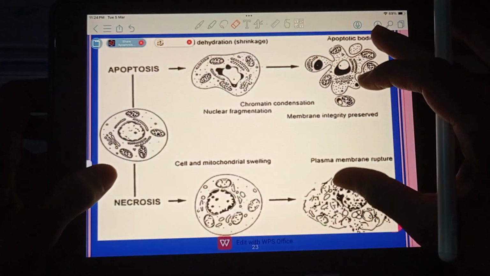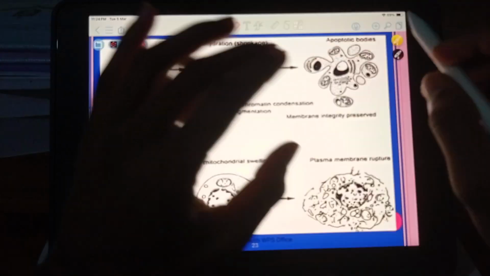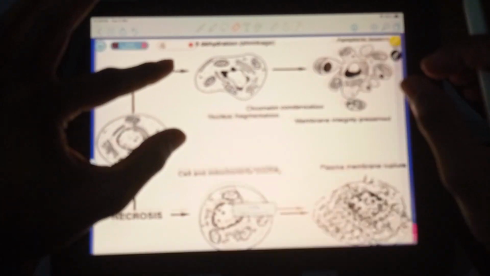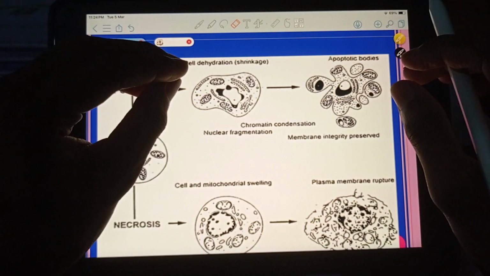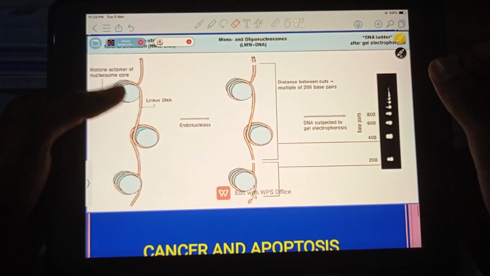This is the difference between apoptosis and necrosis. Necrosis means swelling and plasma membrane rupture. Here, in apoptosis, the membrane is bulging and shrinking, and there is no plasma membrane rupture. So this is the thing.